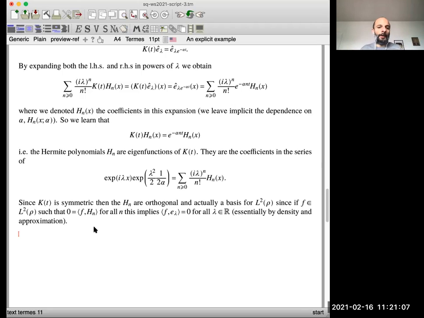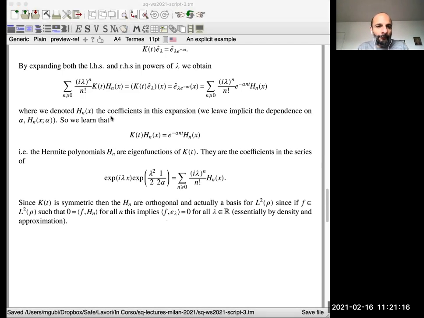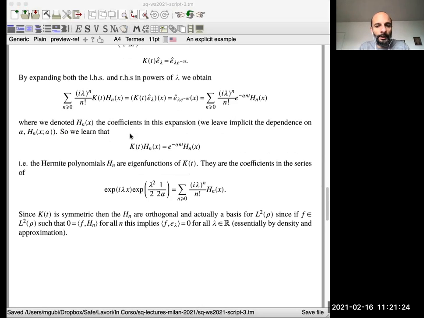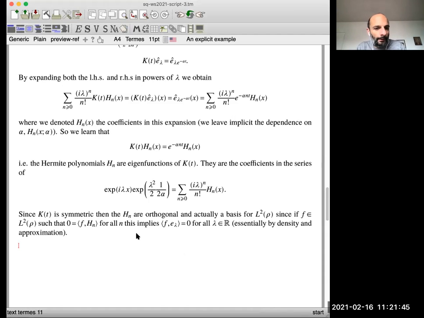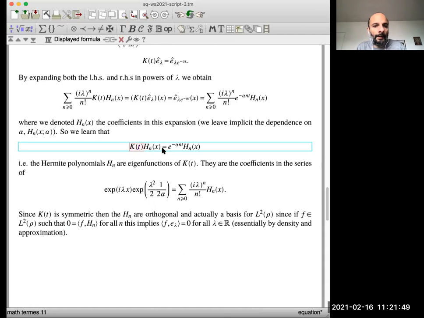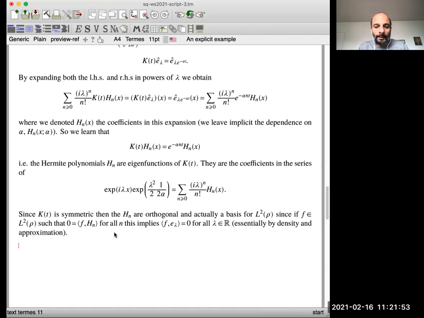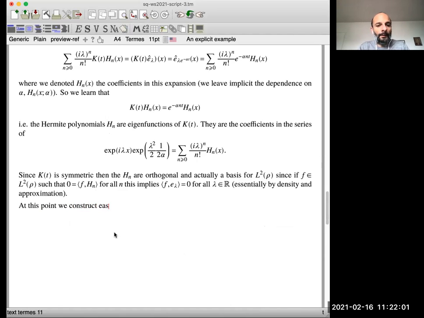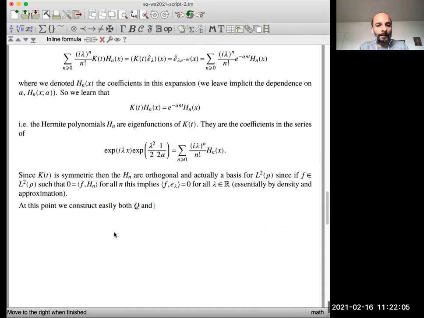So I just wanted to give you the structural properties. Maybe some of you are annoyed, but these are very well-known facts. But for many of you who are maybe coming from the PDE side, you don't know this, or don't keep it in mind. I will need something about these Hermite polynomials later on, so it's nice to get some of the theory now. So it's a basis of L2. It's a very nice basis because I can diagonalize KT, and at this point we construct easily both Q and U. Indeed.